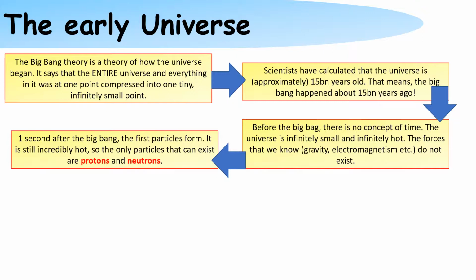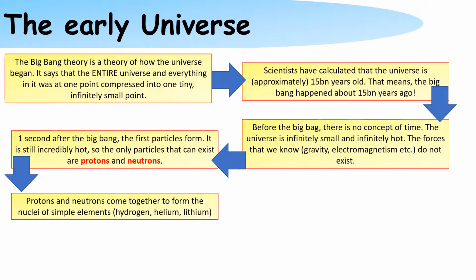1 second after the Big Bang, the first particles started to form. It was still incredibly hot, so only particles can exist. The only particles that existed were protons and neutrons. Many thousands of years later, protons and neutrons came together to form the nuclei of simple elements such as hydrogen, lithium and helium.